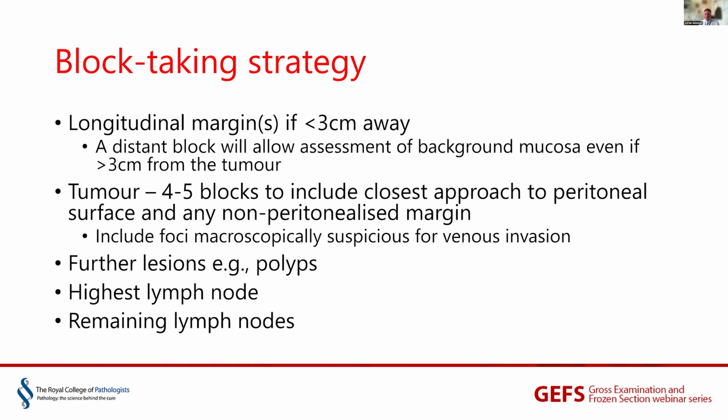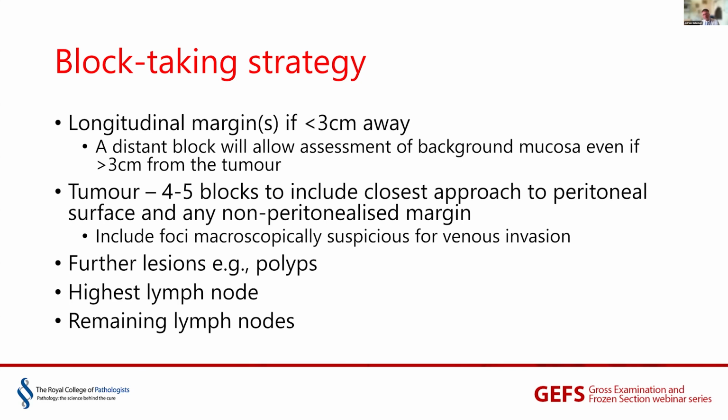And I would suggest at least 4 to 5 blocks of the tumor, particularly focusing on areas, as I've said before, that might represent peritoneal involvement, and also to show the deepest point of invasion through the bowel wall and the proximity to any non-peritonealized margin, particularly the mesorectal excision plane in rectal cancer, and maybe the retroperitoneal margin in right hemicolectomy specimens. Yes, look for those areas that might represent venous invasion and sample those as well. If there are other lesions, sample those, polyps, for example.